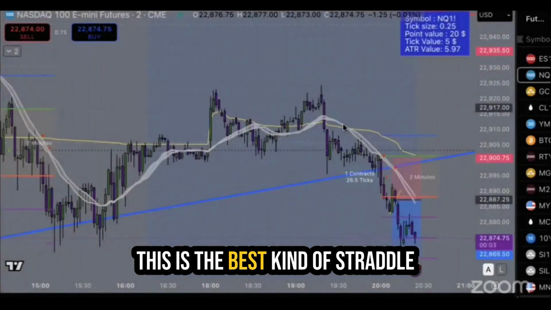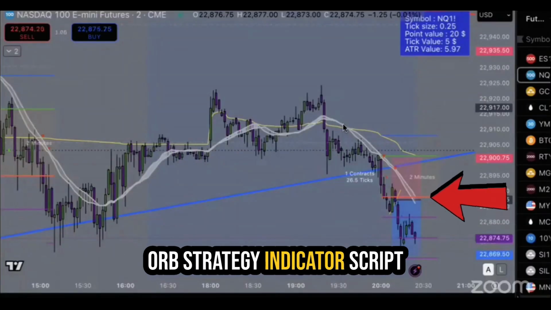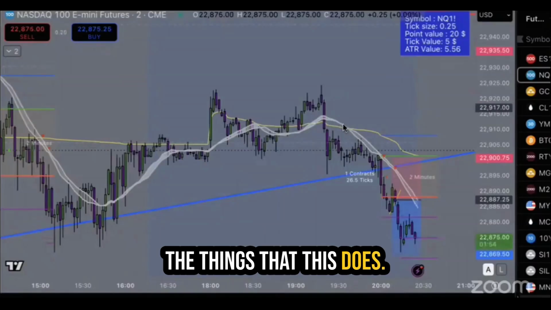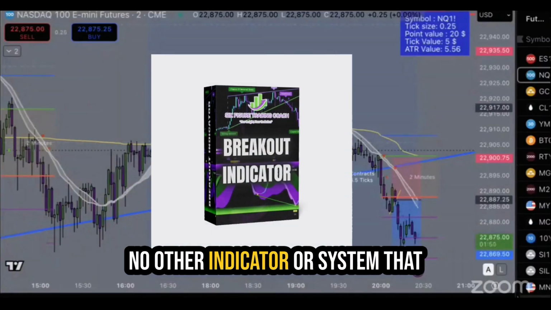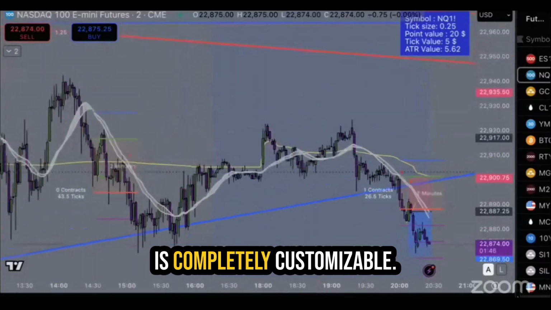This is the best kind of straddle strategy, breakout strategy, ORB strategy indicator script for TradingView on the market. There's nothing that does the things that this does. There's some that touch this part or this part or this part, but there's no other indicator or system that does all of the things that this does. So to answer your question, it's completely customizable.